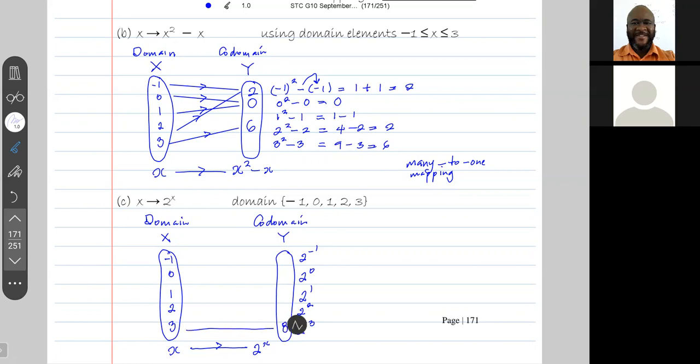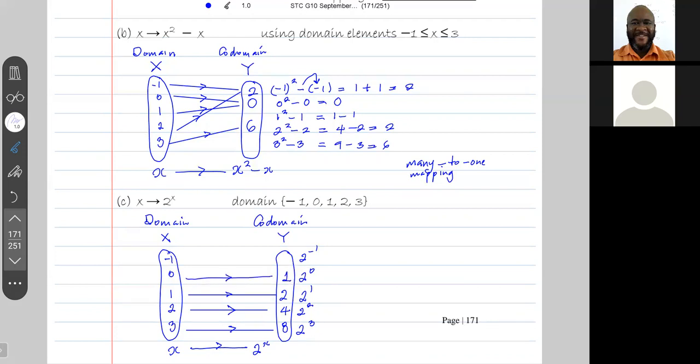So 3 is mapped to 8. 2 squared is 4. So 2 is mapped to 4. 2 to the 1 is 2. So 1 is mapped to 2. Anything raised to the 0 power is equal to 1. So 2 to the 0 is 1.